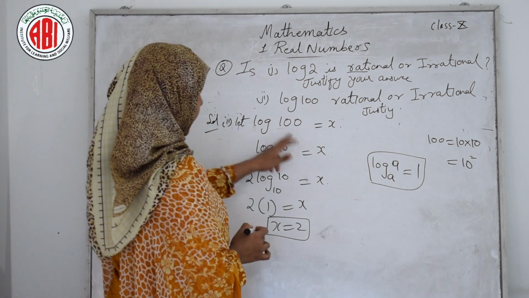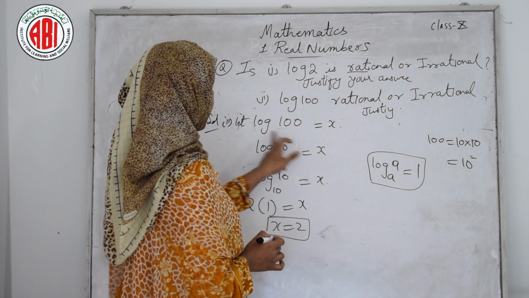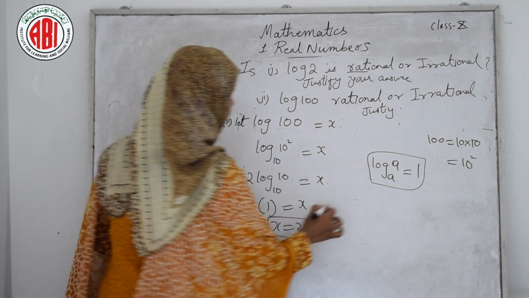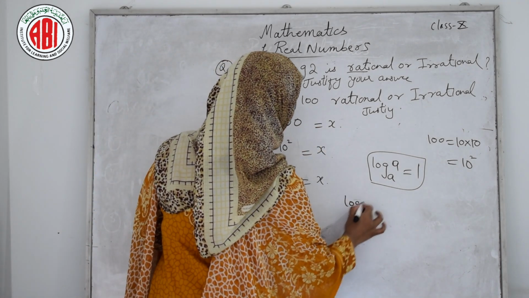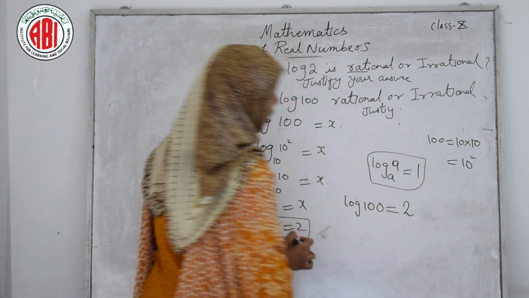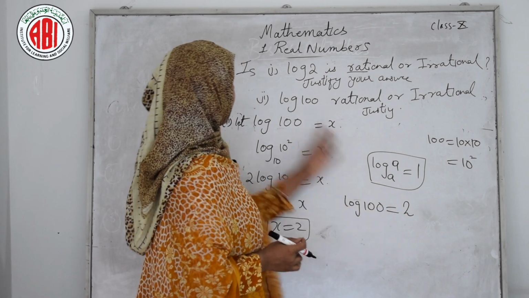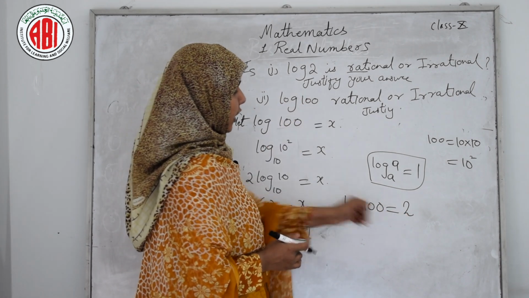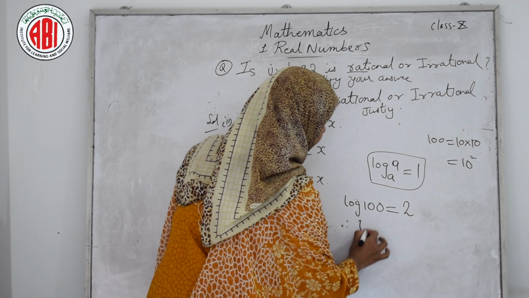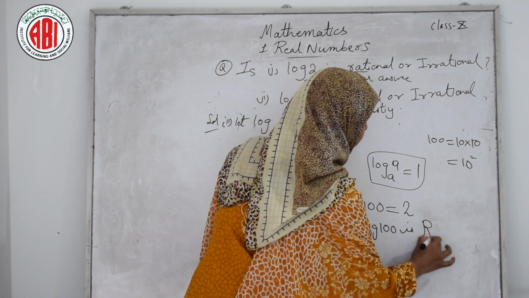That means log 100, the value of x is 2. We have used that log 100 is equal to x. That means log 100 is nothing but 2. We got the value of log 100 as 2. 2 is a rational number. So, log 100 is a rational number. Therefore, we can say that log 100 is rational.